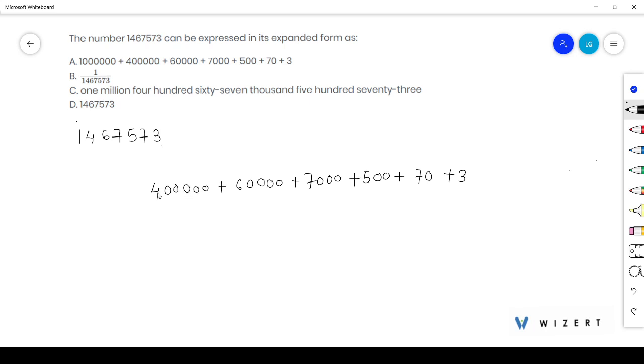400,000. And 1 is at million place, so it is 1 million. Hence, we can represent the number like this. So our correct option is option A.